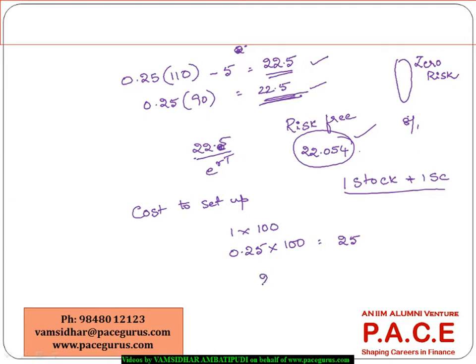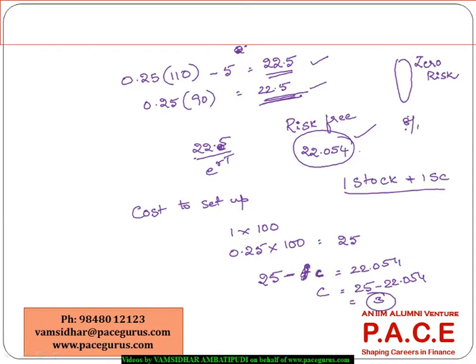25 bucks is the cost of setting up, and at the same time, because I am selling a call option, I am going to get some call option price today. I am receiving some premium. So this is the cost of setting this up, and this should be equal to the benefit that I am going to generate out of this. So overall, the worth of the call option is 25 minus 22.054, making it approximately 3 bucks. So the worth of this option as per this mechanism is going to be 3 bucks.